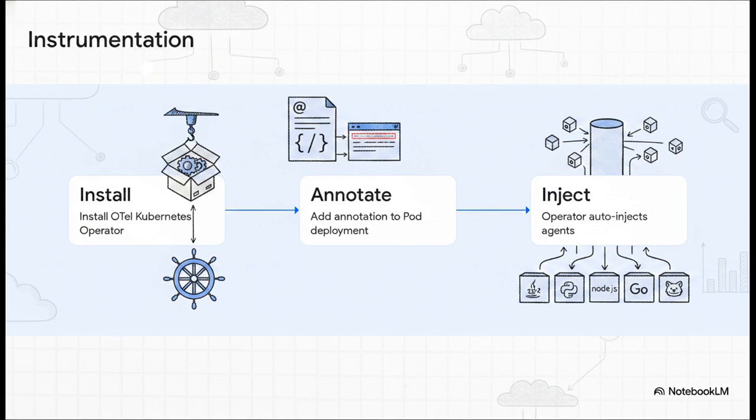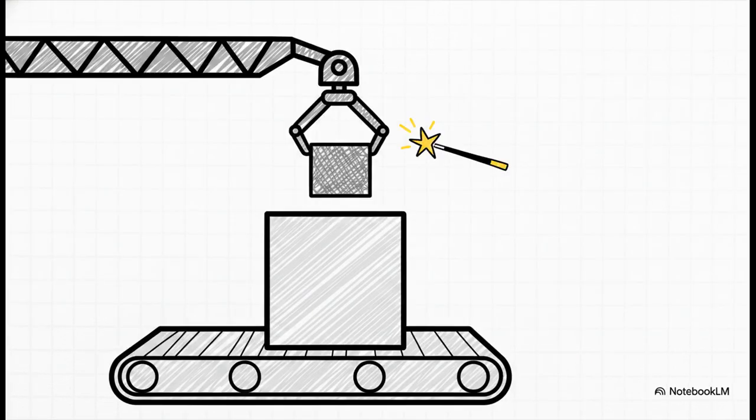It watches for new pods being created, reads that annotation, and automatically injects the necessary instrumentation agents right into the pod the second it starts. Notice that single string of metadata right there. With just this true statement, the operator intercepts the pod admission request.